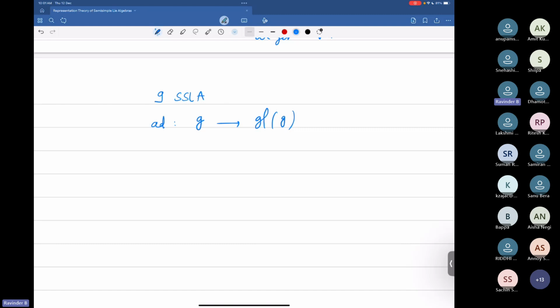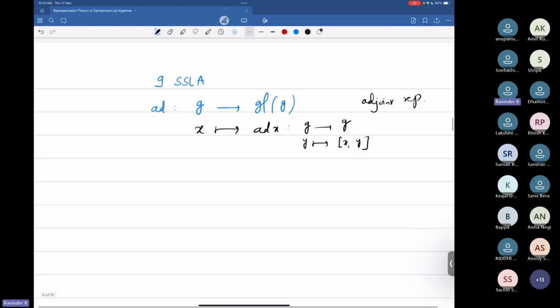What the adjoint representation does, by definition, it takes a vector x and associates to it ad x, which is a map from G to G, and you can define it using the Lie bracket. This is the adjoint representation. You have seen it. This is one of the examples of representations, because using the Jacobi identity for the Lie algebra, you can prove that it's a representation. So this is called the adjoint representation.